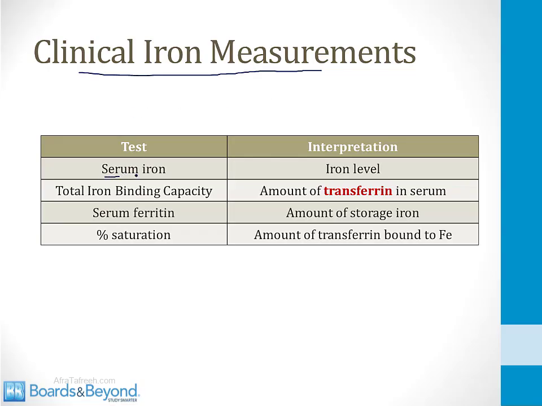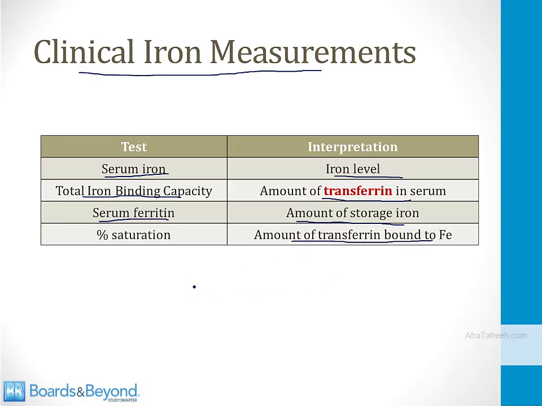The first one is the serum iron. This is the amount of iron in the plasma. The second measurement is called the total iron binding capacity, or TIBC. This is the amount of transferrin in the serum. You can just think of the TIBC as analogous to a transferrin level. The third test is called the serum ferritin level. This is the amount of ferritin or storage iron. And then the fourth test is called the percent saturation. This is an estimate of the amount of transferrin that is bound to iron.